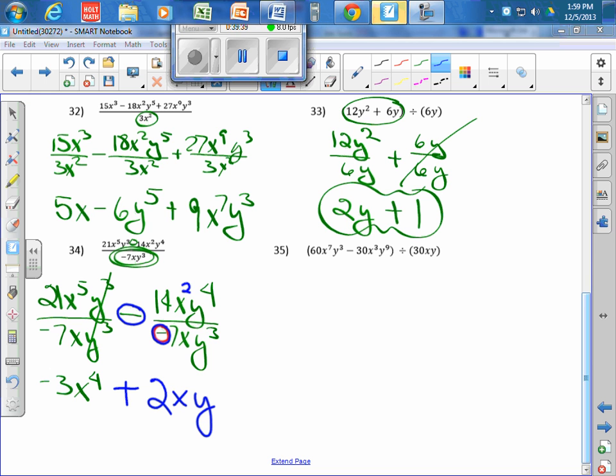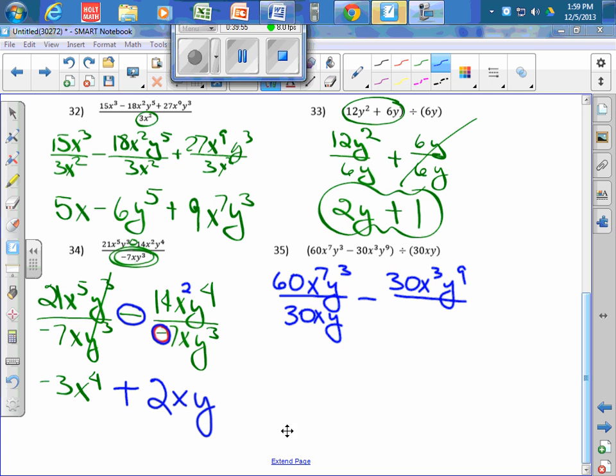In number 35, 60x to the seventh y to the third, you're going to divide that by 30xy, minus 30x to the third y to the ninth, over 30xy. 60 divided by 30 is 2. X to the 7th over x is x to the 6th. Y to the 3rd over y is y squared. Minus 30 divided by 30 cancels. X to the 3rd over x is x squared. Y to the 9th over y is y to the 8th.